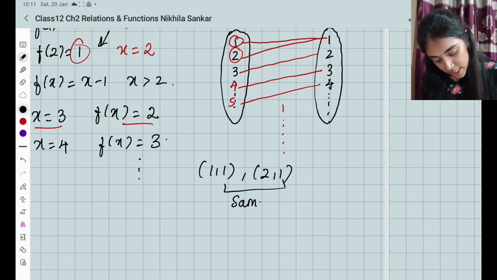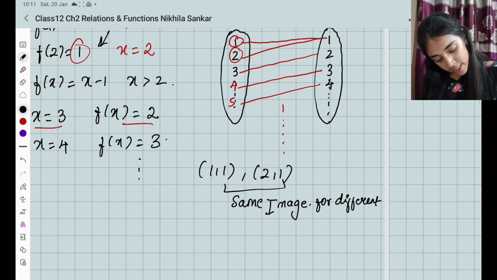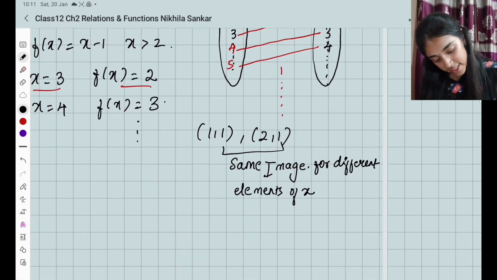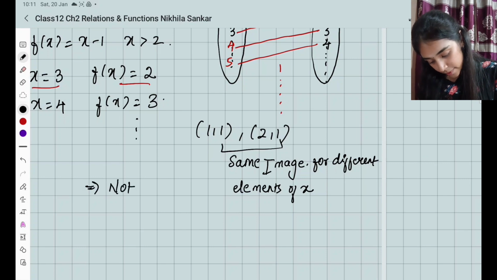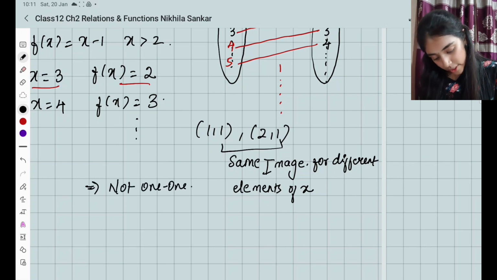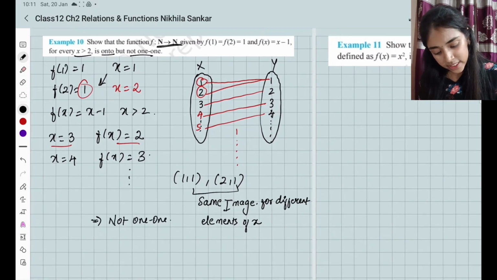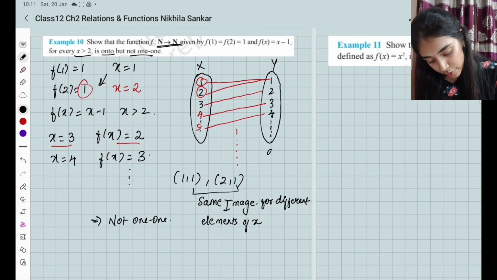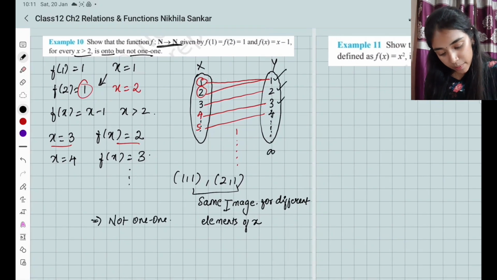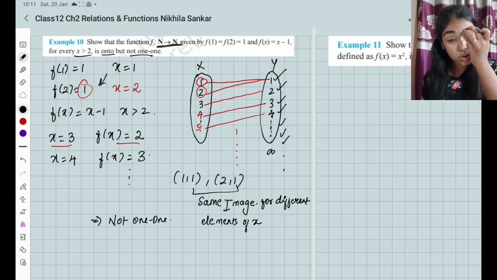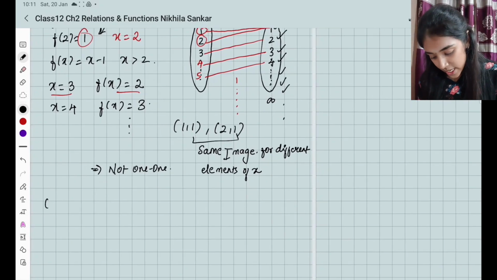You have the same image for different elements of x. Correct? Different elements of x. Hence, this is not 1, 1. But on 2? Here on 2, you see that it goes 1 2 3 4 up to infinity, but every number is mapped, all the numbers are mapped. Correct? So there is no number that is left out. So this means it is going to be on 2.